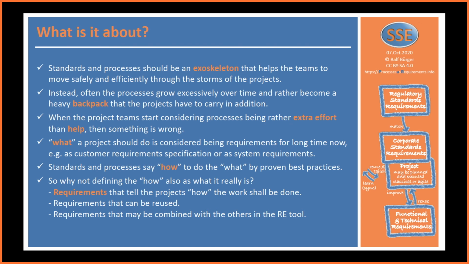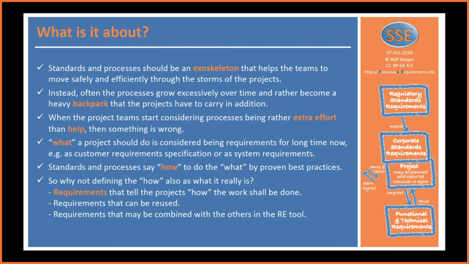When processes are reuse of best practices and the processes are written as requirements, we also can reuse these processes much more efficiently because we can reuse them as requirement sets like we do with product requirements, functional, technical requirement sets. We are used to do that. And we can do that in the same tool. So we can combine our process requirements with our product requirements and build kind of packages, or in an agile way, kind of epics. And we can work them off package for package in a combined way of what we should do and how we should do it.